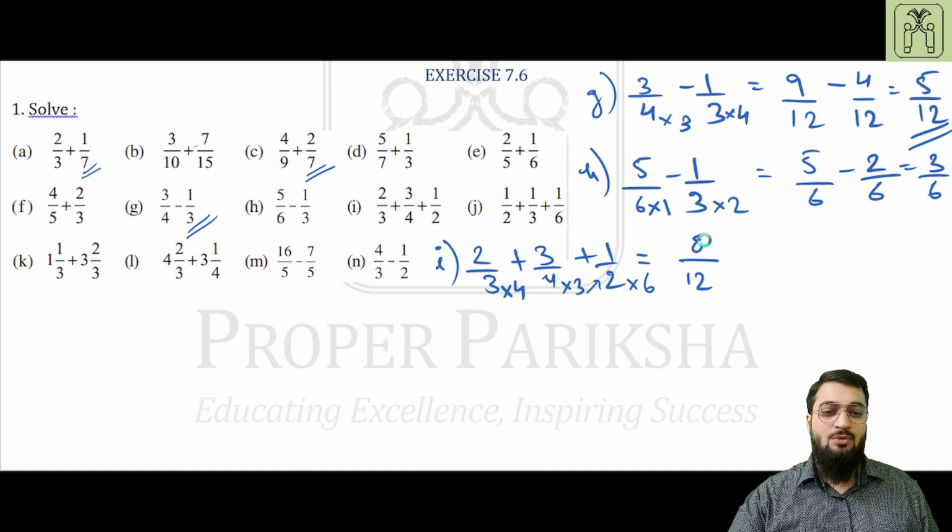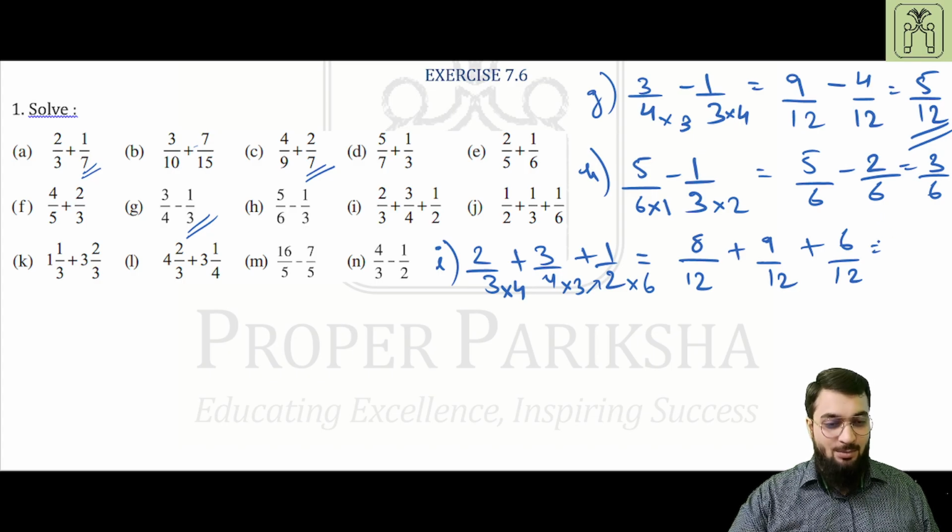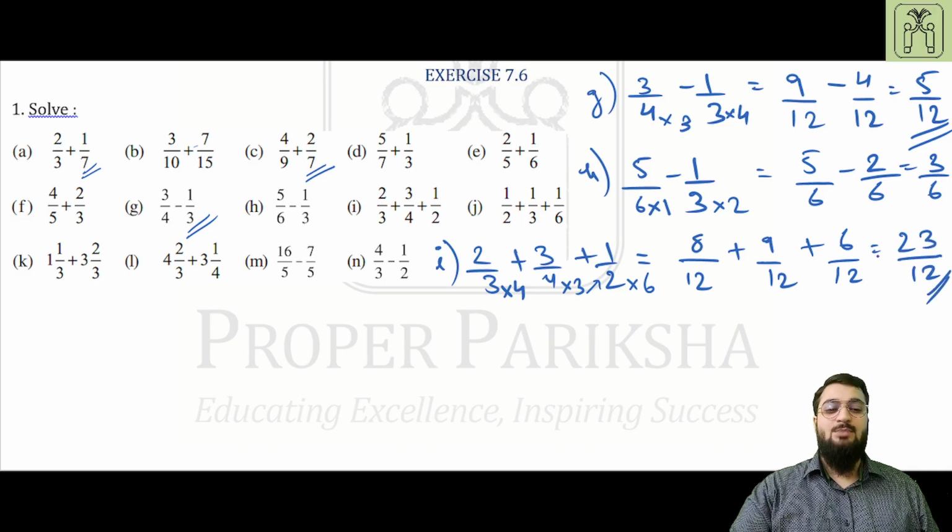So 2 into 4 will become 8, plus 3 into 3 will become 9, plus 1 into 6, 6. Common denominator 12, easy to do, and that will be 8 plus 9 plus 6. So 8 plus 6 is 14, and 14 plus 9 is 23 upon 12. This cannot be further reduced. 23 is a prime number. So this is the answer.